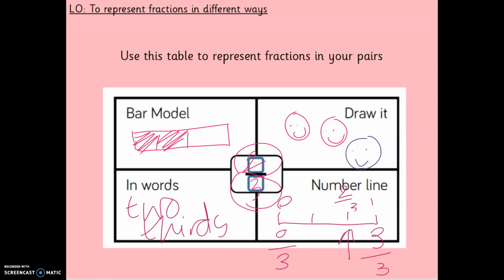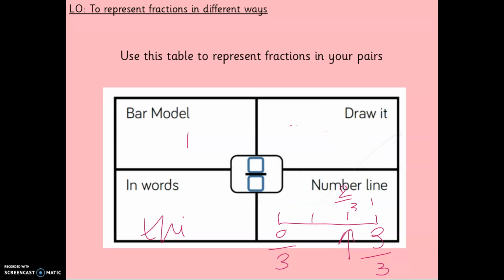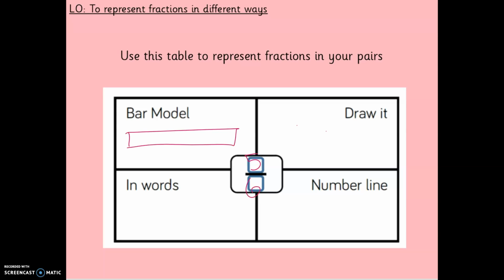Let me give you another example. Let me just rub this off. And this time I will show you an example for 5/6. So for my bar model again, I'm going to draw a bar and I'm going to split it into 6 because my denominator is 6, so I know the whole is split into 6 pieces. 1, 2, 3, 4, 5, 6. My numerator is 5, so I'm going to colour in 5 parts. 1, 2, 3, 4, 5.